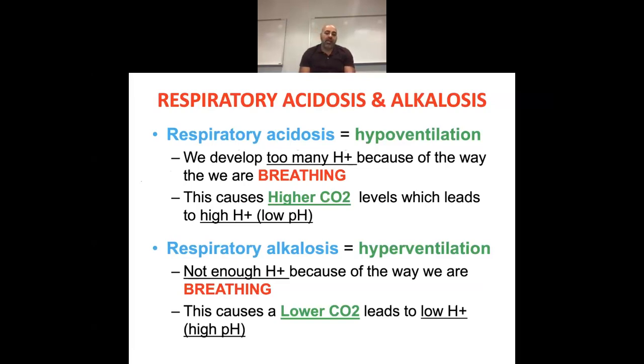And respiratory alkalosis, I'm hyperventilating, I'm breathing too fast, I'm breathing off too much hydrogen ion, I have hypocapnia, I have lower CO2, and my pH is high. Eventually, my body will try and get rid of bicarb, the metabolic system, and I'll hold on to hydrogen ion from the urinary system.